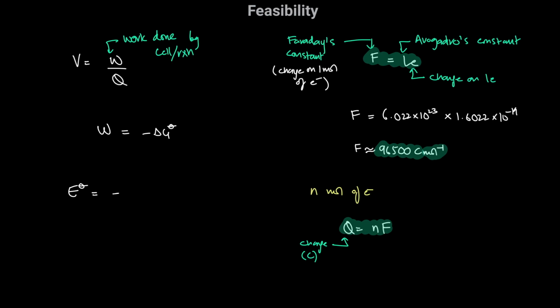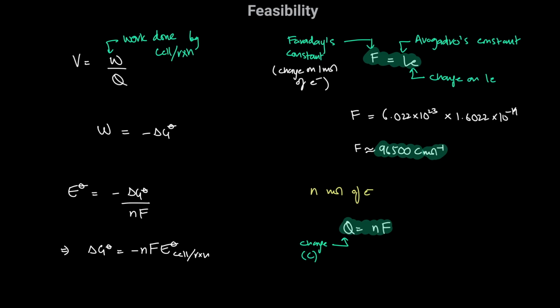The work done is simply the negative standard Gibbs free energy change divided by the charge, which is the number of moles of electrons times Faraday's constant. From this we can derive the following expression: the standard Gibbs free energy change is equal to negative N times F times the E naught of the cell, or the reaction.